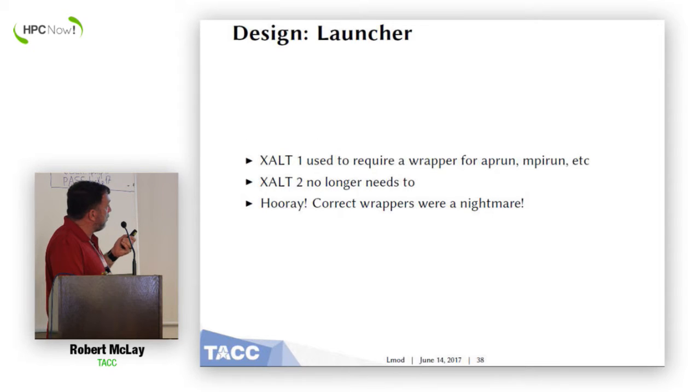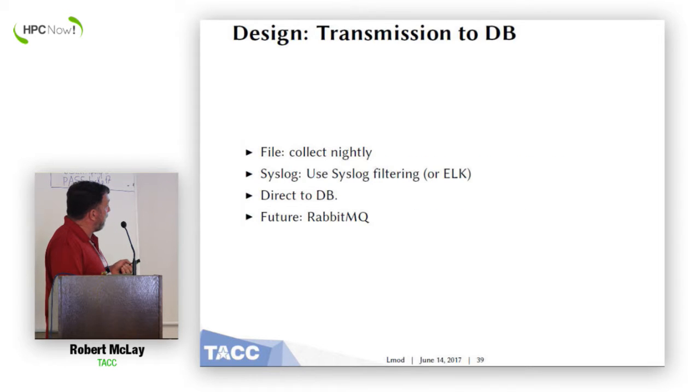XALT 1 required a wrapper for the things that initiated your MPI jobs. So app run, MPI run, IB run, whatever. And hooray, XALT 2 no longer needs to wrap these MPI launchers. And XALT 1 was tied to just tracking MPI jobs. XALT 2 can track anything you like. There's three ways currently to collect the data. You can use files, you can use syslog, or you can write directly to DB. And in future, I'm planning to support RabbitMQ.